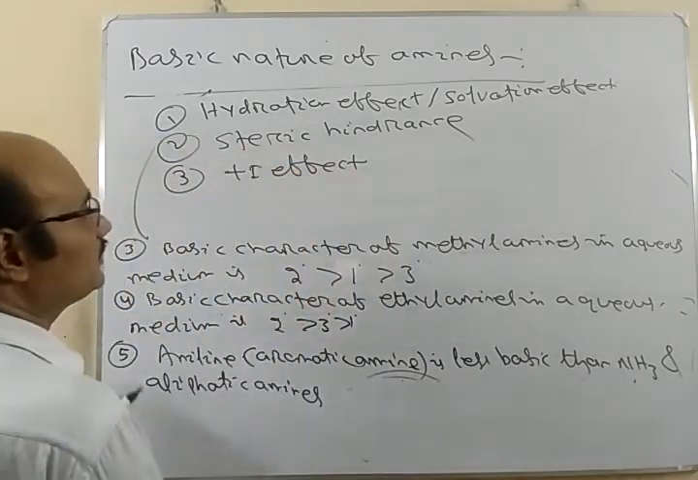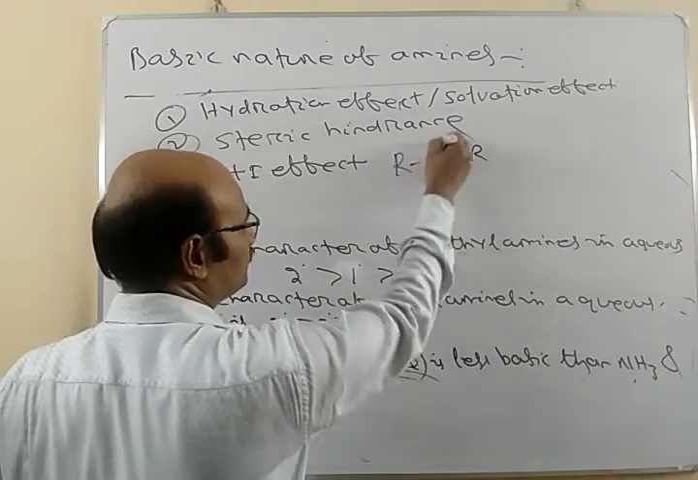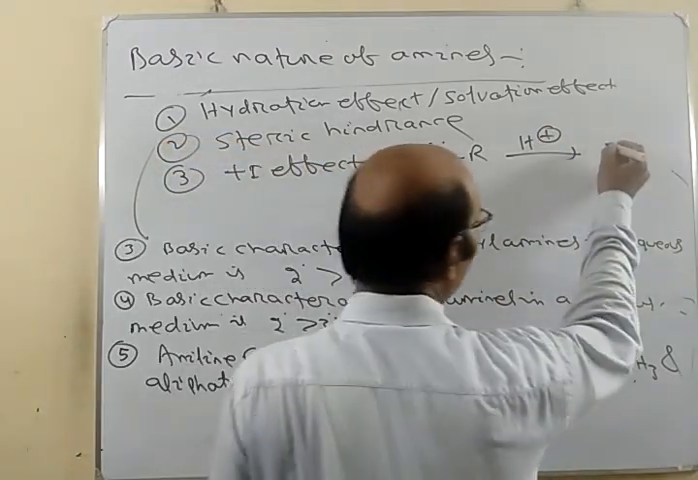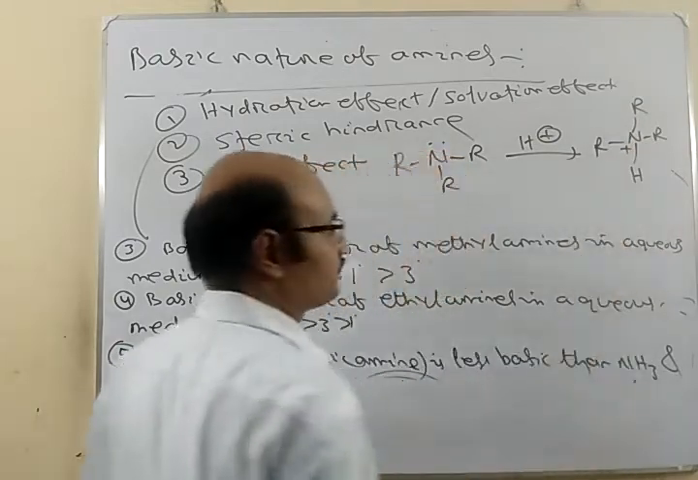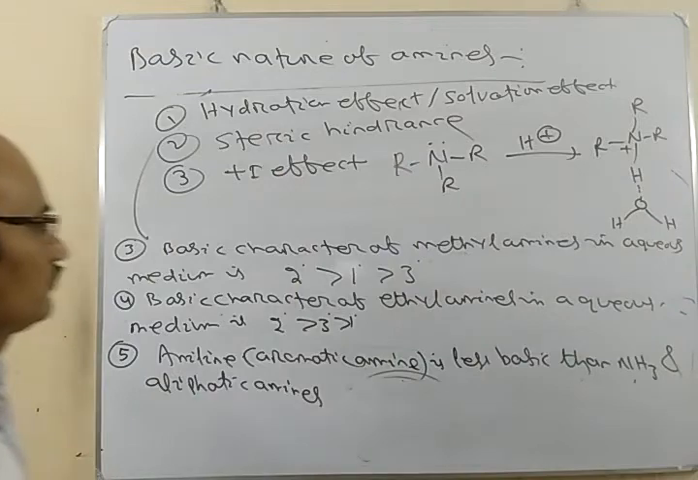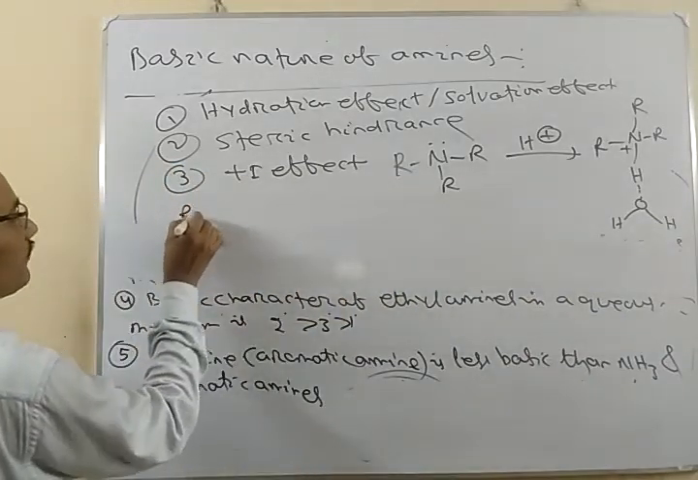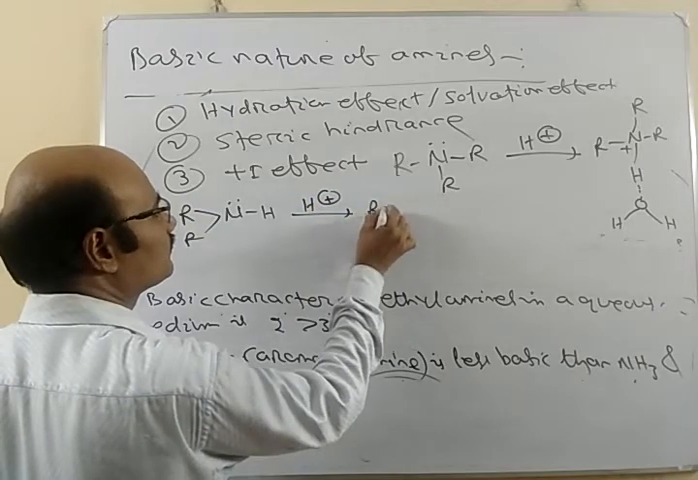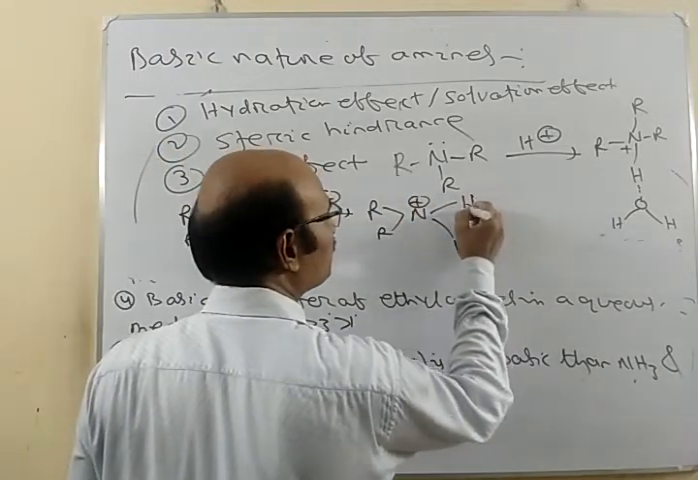So if I take a tertiary amine, R3N, plus H+, I get R3NH+. Now this H can form what? A hydrogen bond. Now if I take a secondary amine, R2NH, plus H+, I get R2NH2+. Now these H atoms can form hydrogen bonds.